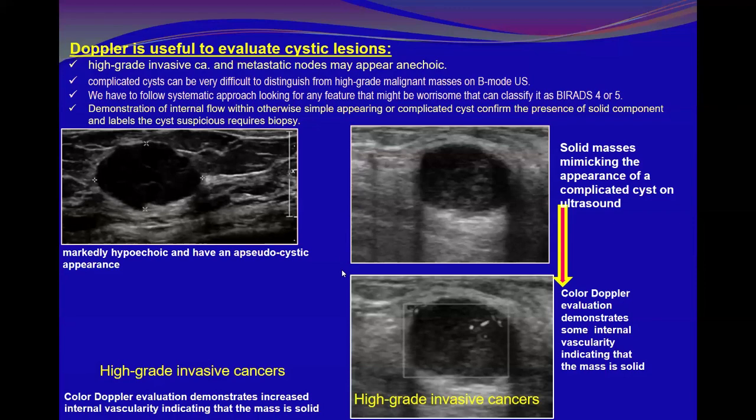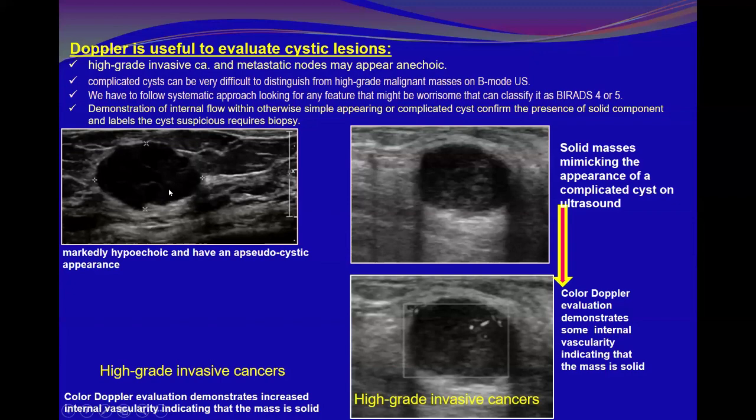By using Doppler here, we can see a color signal within the color box. So this case tends to be a high-grade invasive cancer. So color Doppler is useful to evaluate such types of cystic lesions when we are in doubt.